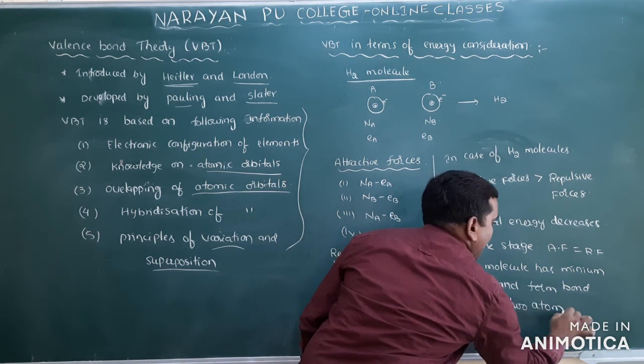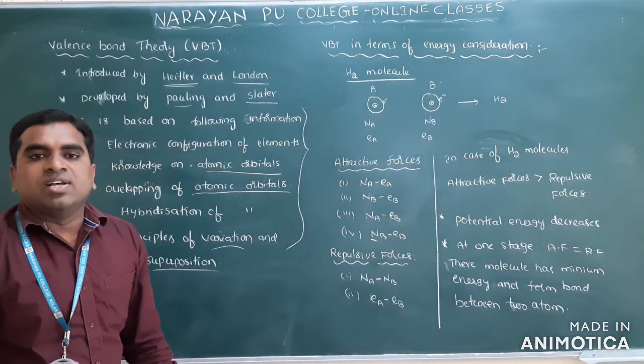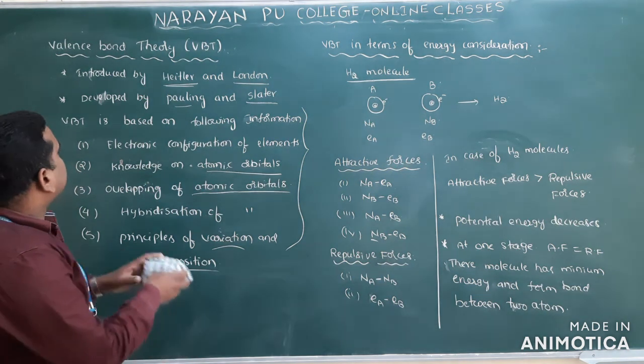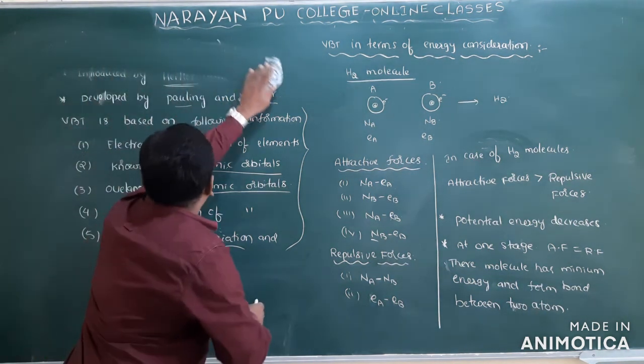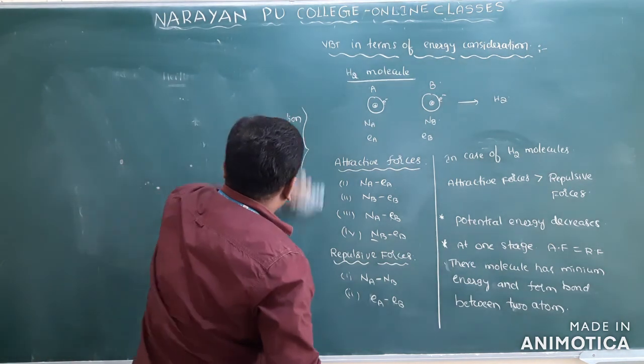So that's why, and the molecule is what? Less energy, so that's why the molecule is more stable. Clear? And this can be explained diagrammatically. So I will draw a diagram here so you can easily understand.